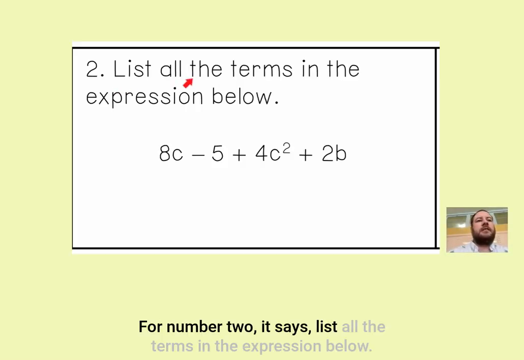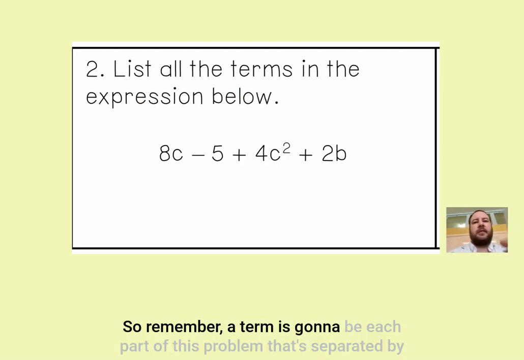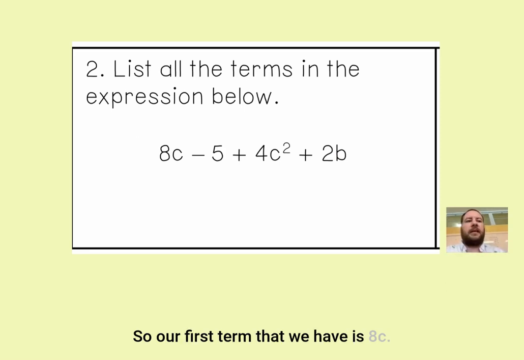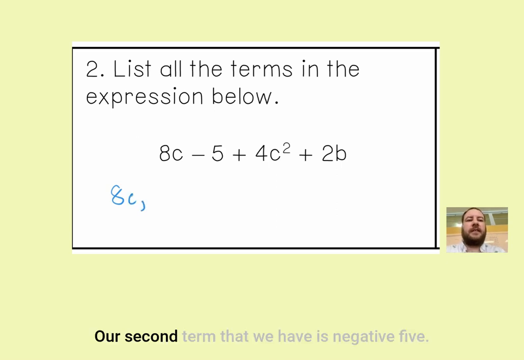For number 2, it says list all the terms in the expression below. So remember, a term is going to be each part of this problem that's separated by a subtraction or an addition problem. So our first term that we have is 8c. Our second term that we have is negative 5.